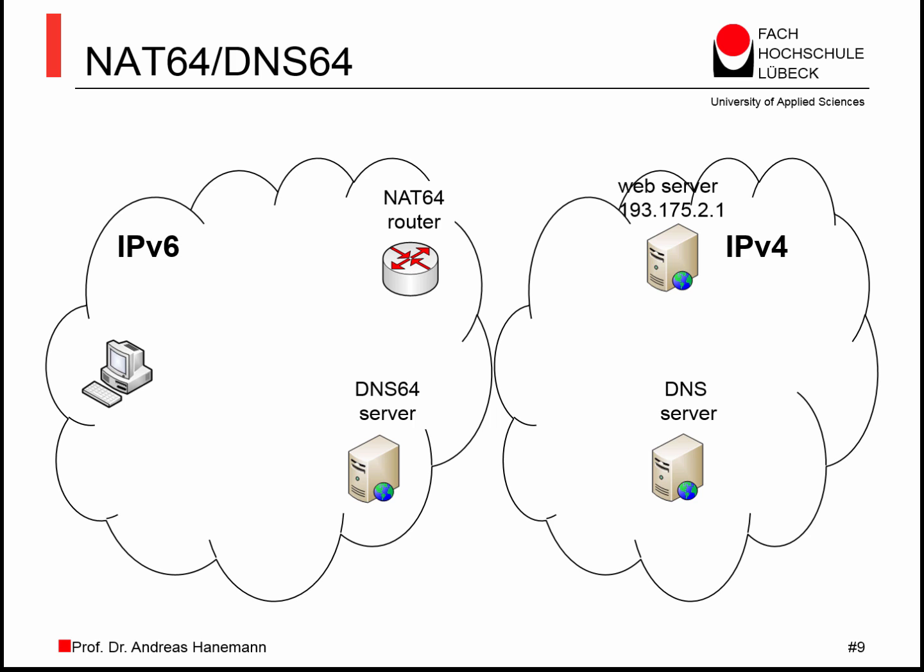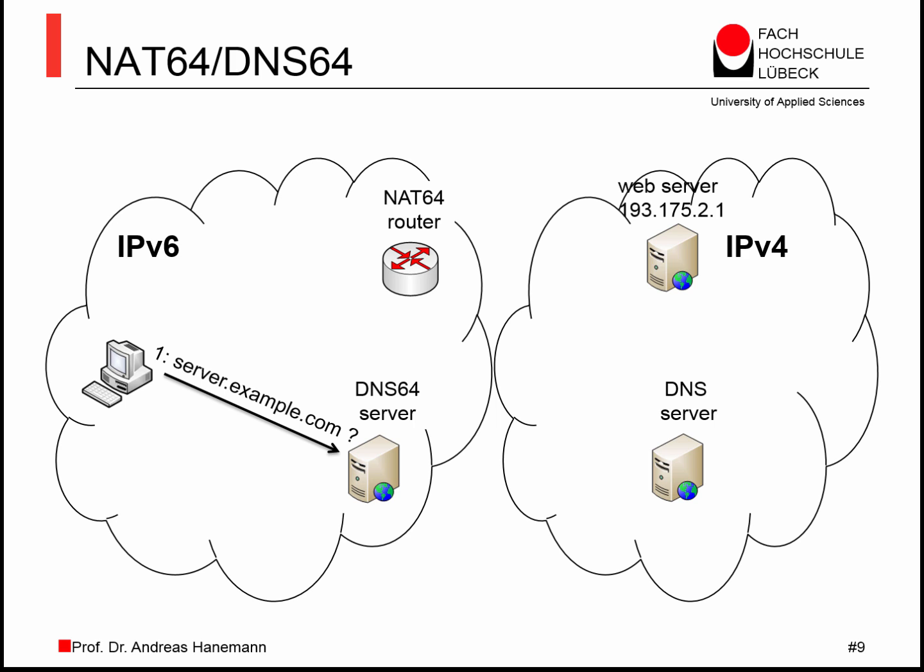On the final slide, we see an example for the NAT64 DNS64 mechanism. As you can see, there is an IPv6 only and an IPv4 only network. An IPv6 only computer wants to communicate with server example.com and does a DNS request for this purpose to a DNS server to learn the IPv6 address of the example server.